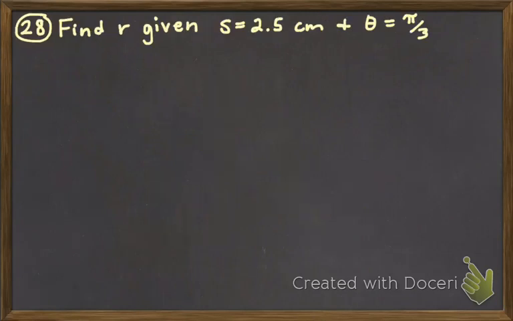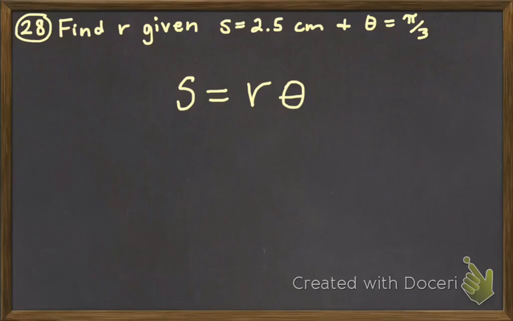One last example, number 28. In this set of problems, you are asked to find one of R or S or theta, and then you are given any two of the three, and then asked to find the third. And this relates to the arc length formula, S equals R theta, and remember that's all you need when your angle is given in radians.